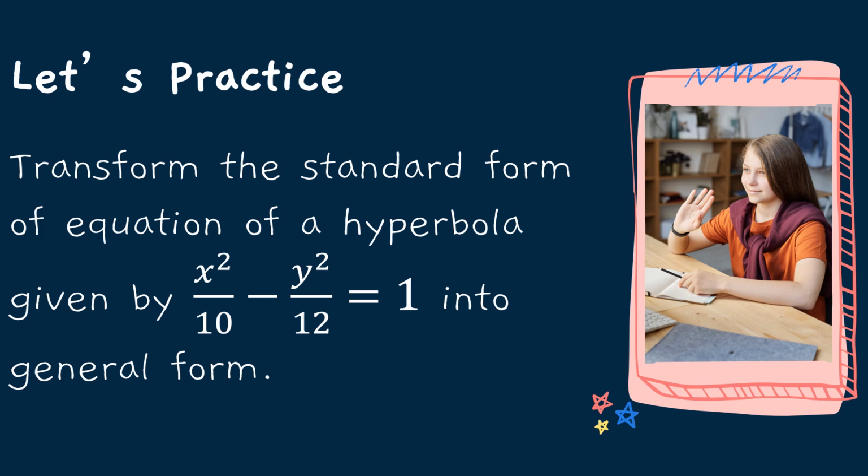So let us practice how to transform the given standard equation into a general one, where the given equation x squared over 10 minus y squared over 12 is equal to 1 would be transformed into a general equation. So let us write x squared over 10 minus y squared over 12 is equal to 1. So we need to find first the LCM or LCD, which is equal to 60.